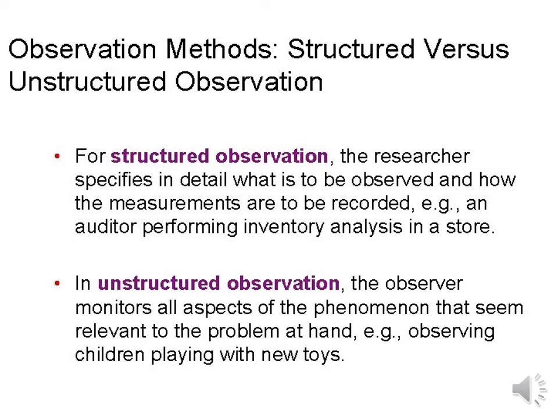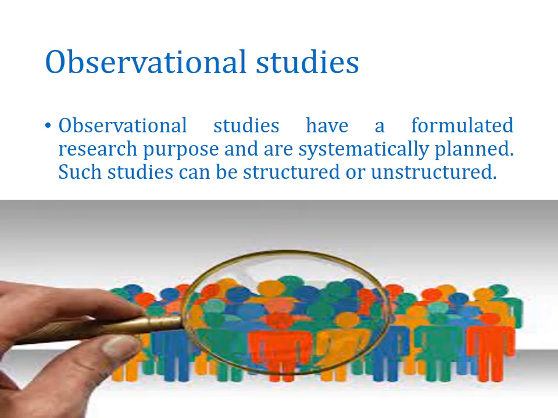In unstructured observation, the observer monitors all aspects of the phenomenon of interest to the researcher that seem relevant to the problem at hand. For example, observing students in the class, or observing children playing with new toys and how the children and students take interest in particular toys and activities, is called unstructured observation.